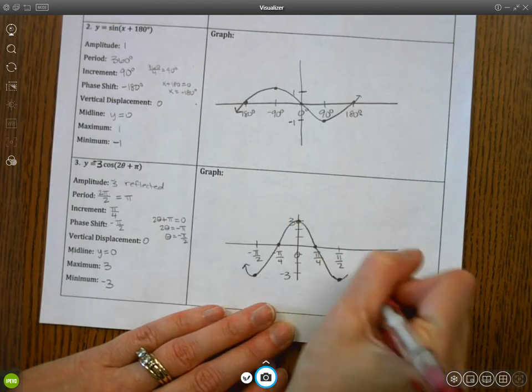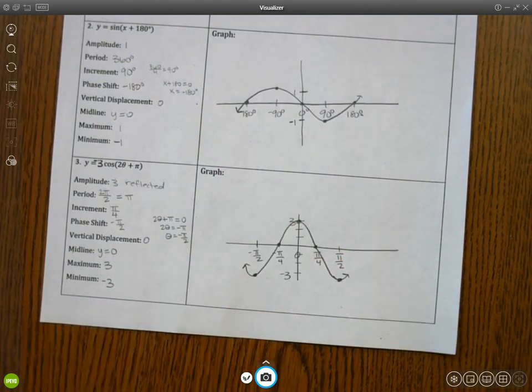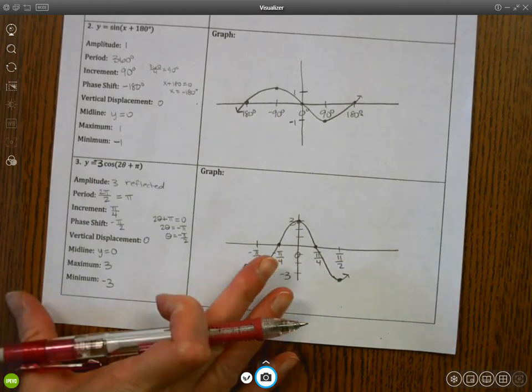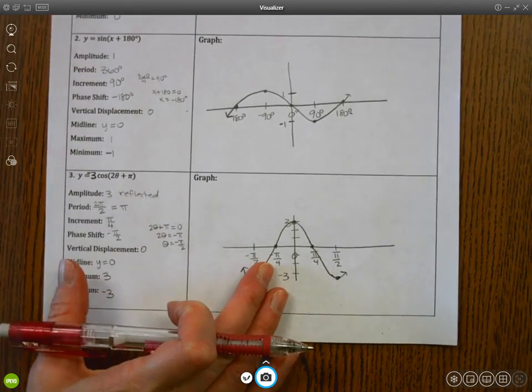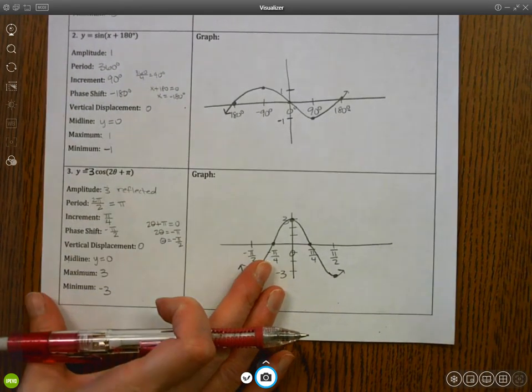And remember that cosine curves back up on the ends. So make sure you show that and don't make it look like a big old parabola. Alright, so we'll do one on the back, and then the other two will be for you to try for homework.